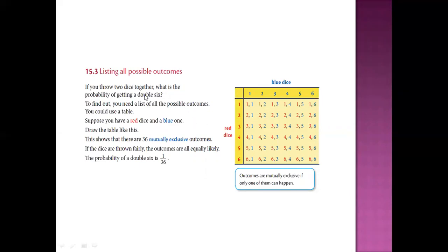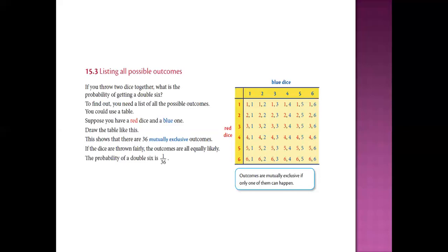And what is that? If you throw two dice together, what is the probability of getting a double six? Is the first question actually. When you throw two dice together, what is the probability of getting a double six or double four, or how can I say double threes, and so on.